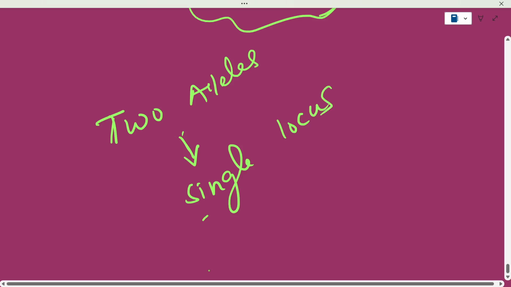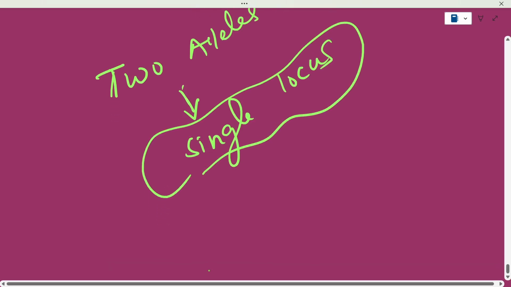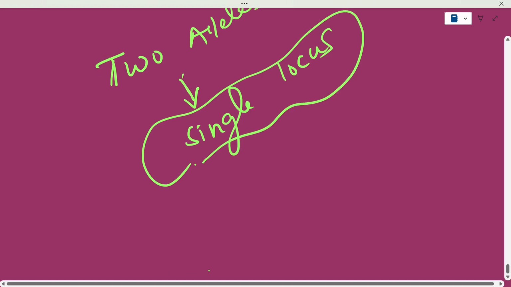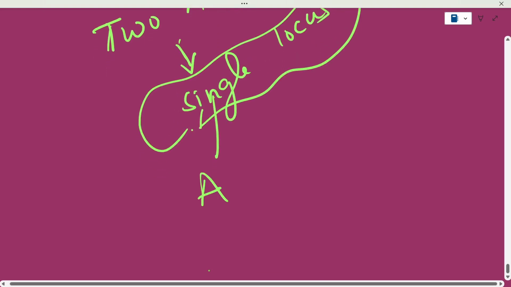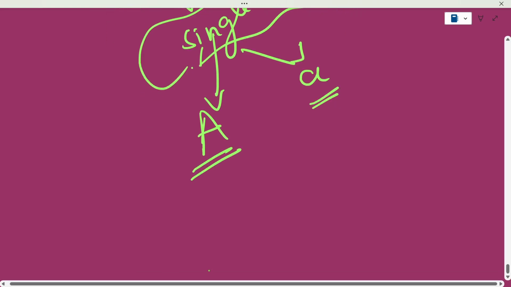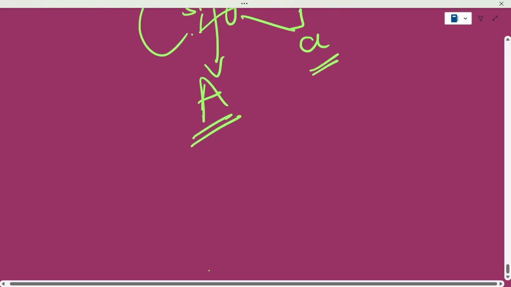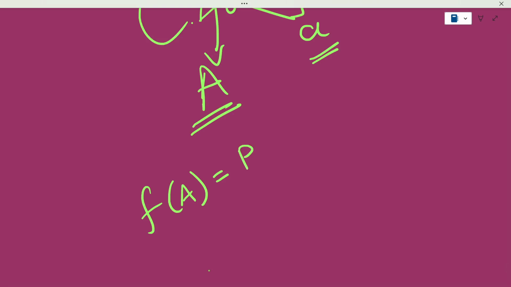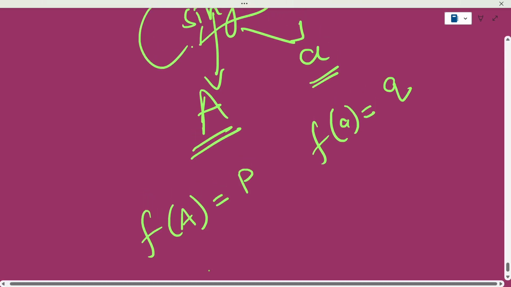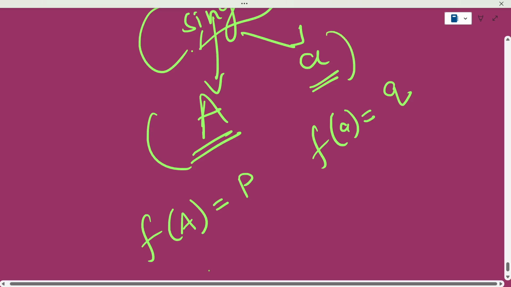ये जेनेटिक पॉलीमॉर्फिज्म में we have discussed it. सिंगल लोकस क्या है? तो सिंगल लोकस पे दो अलील्स हैं, फर्स्ट कैपिटल A एंड स्मॉल a, which means dominant and recessive. अब ये है कि इनकी frequency of dominant A will be p, and let's say frequency of recessive a will be q.